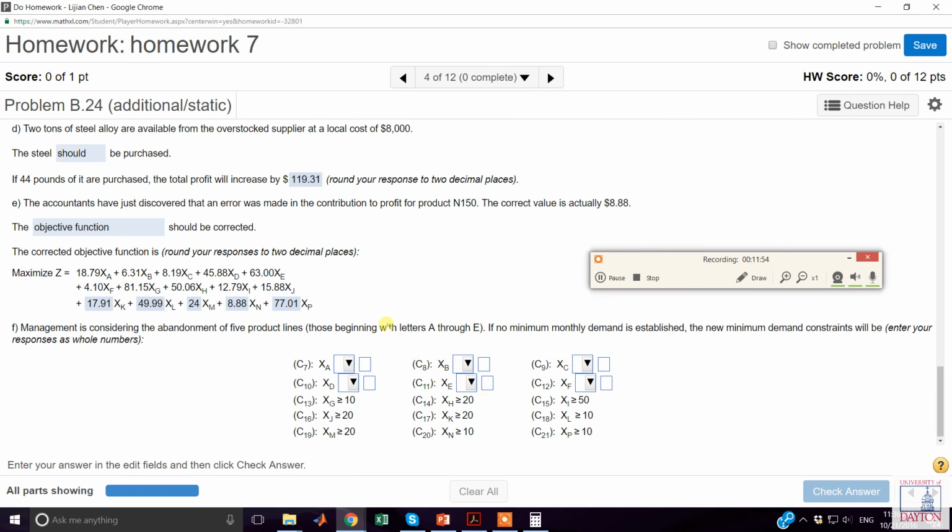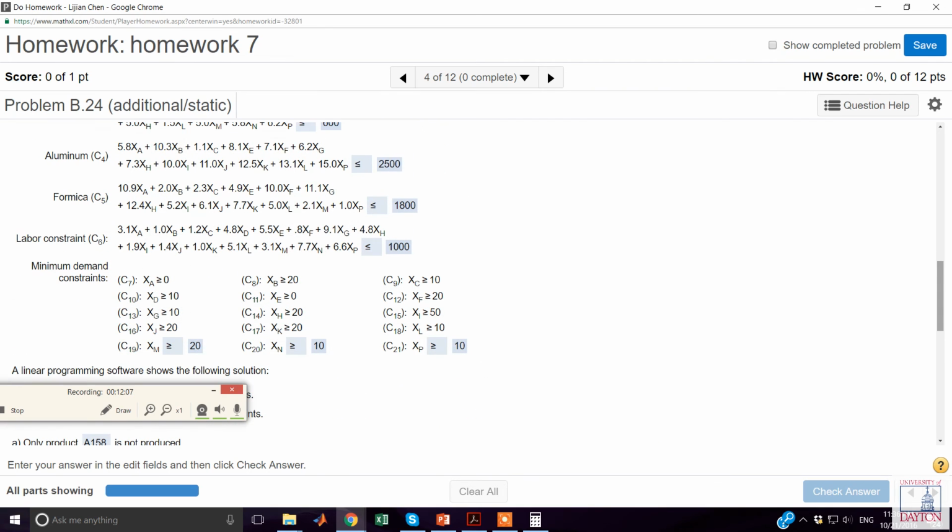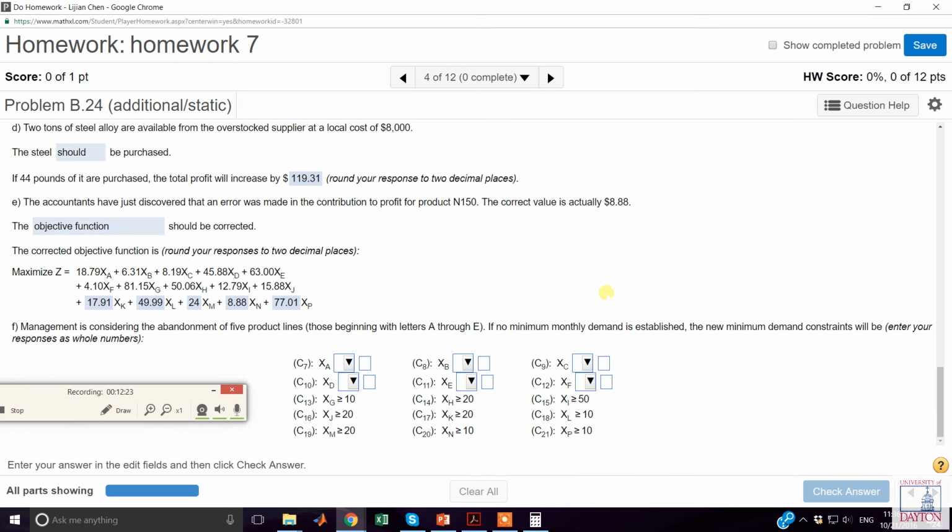And then what happens next is the management is considering abandoning these 5 lines. That means, hey, I don't need these 5. Previously, let's look at the numbers for these lines: XB must be at least 20, XC must be at least 10, and then 10 and 10. If all these constraints or requirements are in place, you cannot abandon these products. But so far, people say, hey, I'm done with it. I really don't like the 5 product lines, the numbers from A to E.